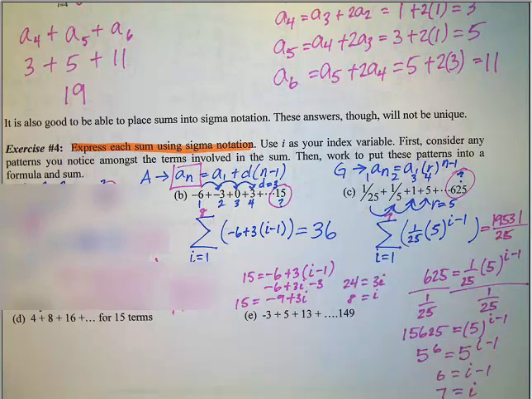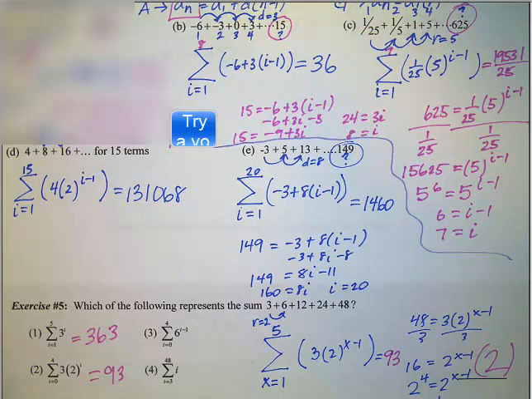So why don't you try D and E and continue the video when you're done. D is easy. They tell you 15 terms. Compared to A, B, and C, a lot less work. Hopefully you already did D and E and you got the same answers as I did. If not, please make sure you ask in class.